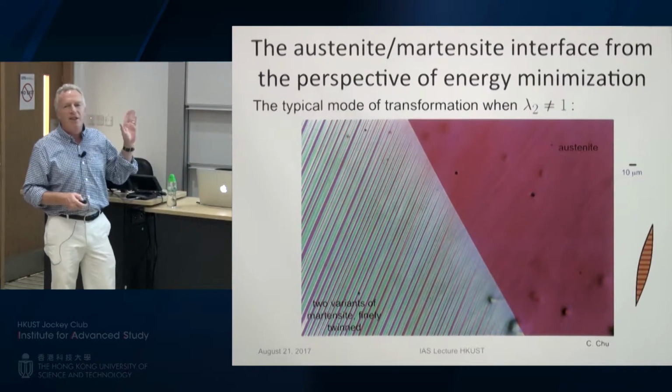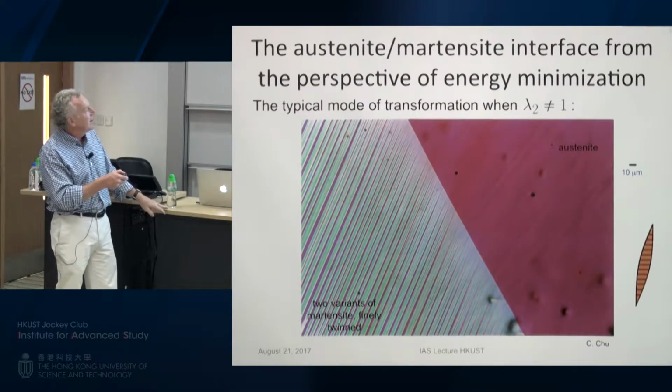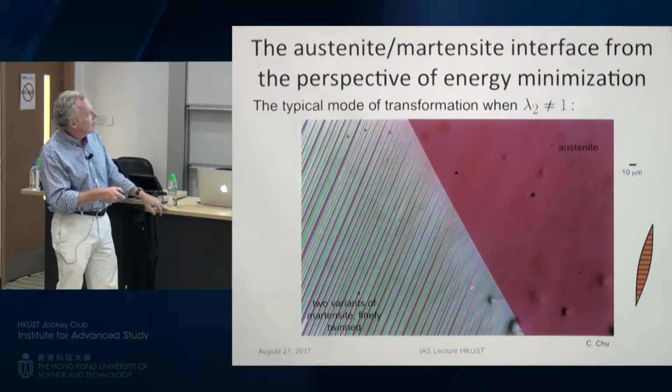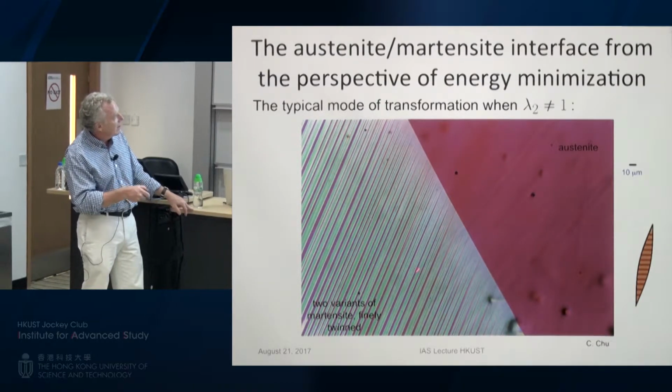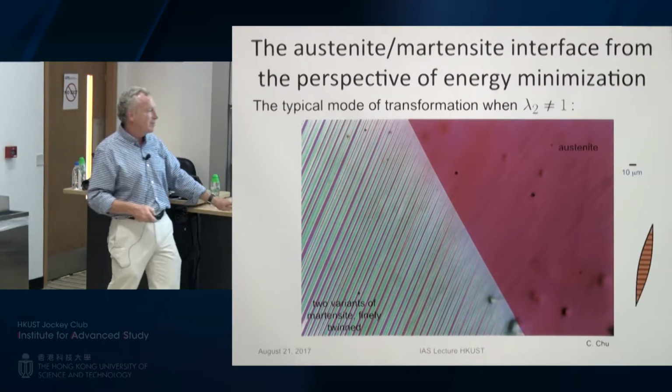Anyway, the upshot is this picture contains two sources of energy. It contains an elastic energy in this transition layer. It contains interfacial energy, small interfacial energy on these bands. And they're kind of matched.